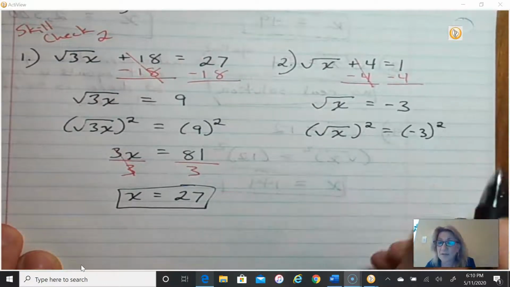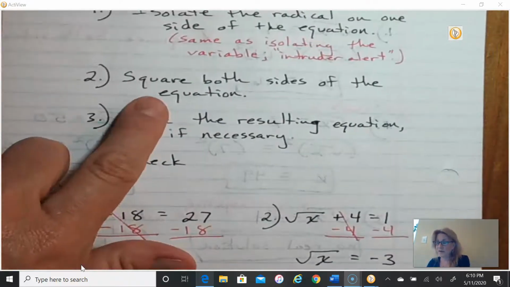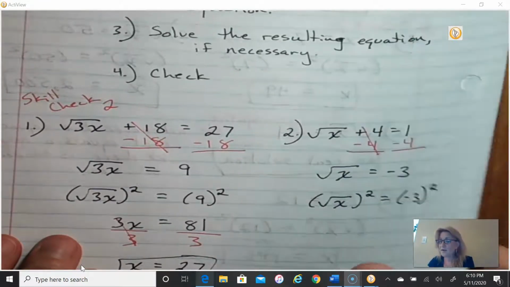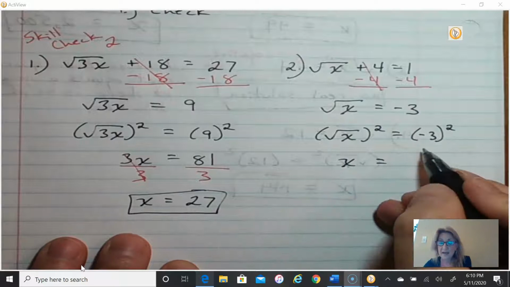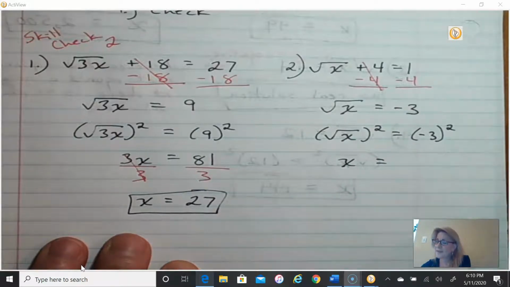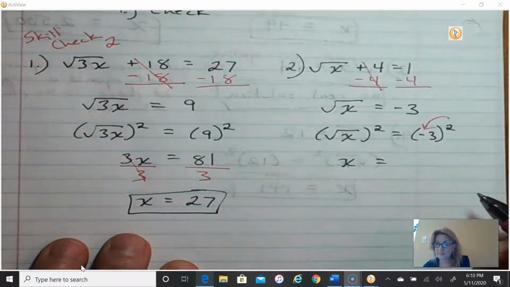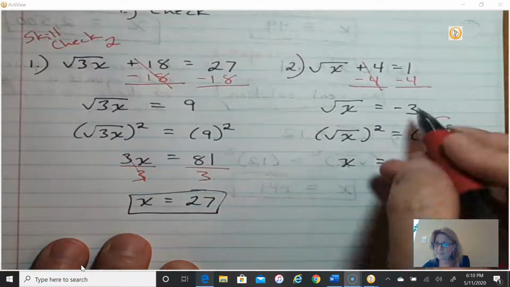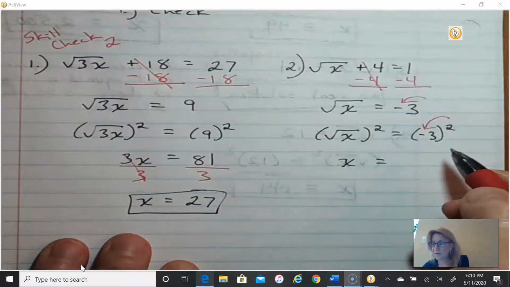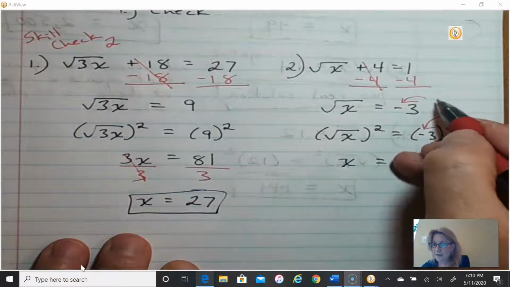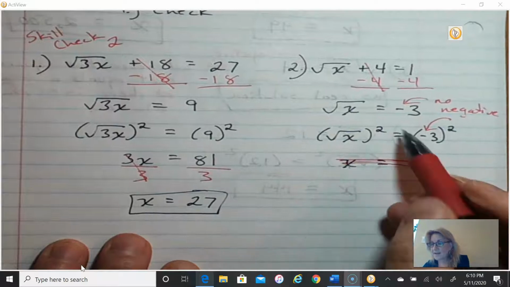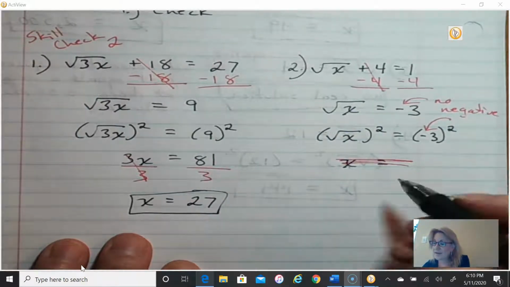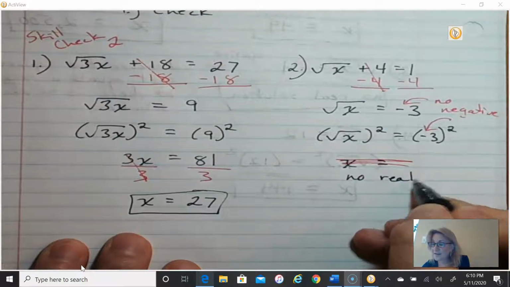All right, so now we're going to square both sides. This would be step 2. If I square this radical, I'm left with x equals -3. Oh, dear. Notice that negative. I actually took it a step too far. See that negative? Because of that negative, the answer is no real solution.